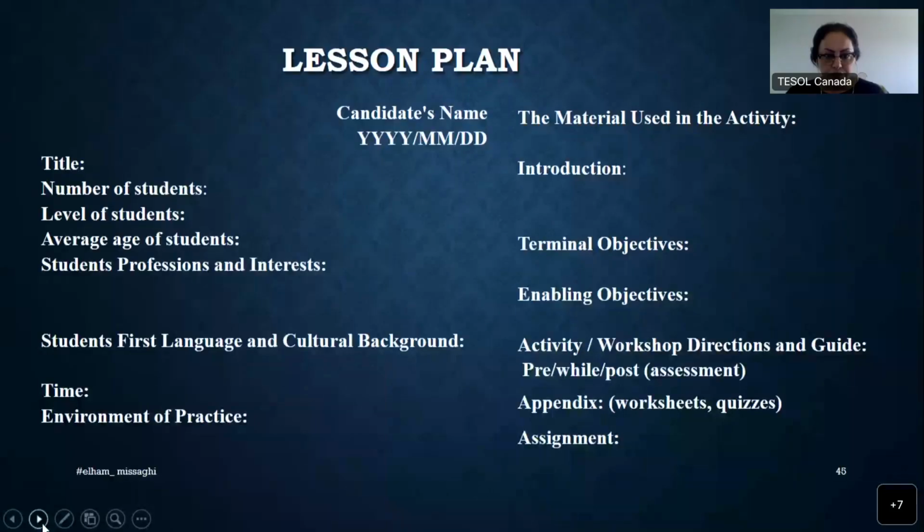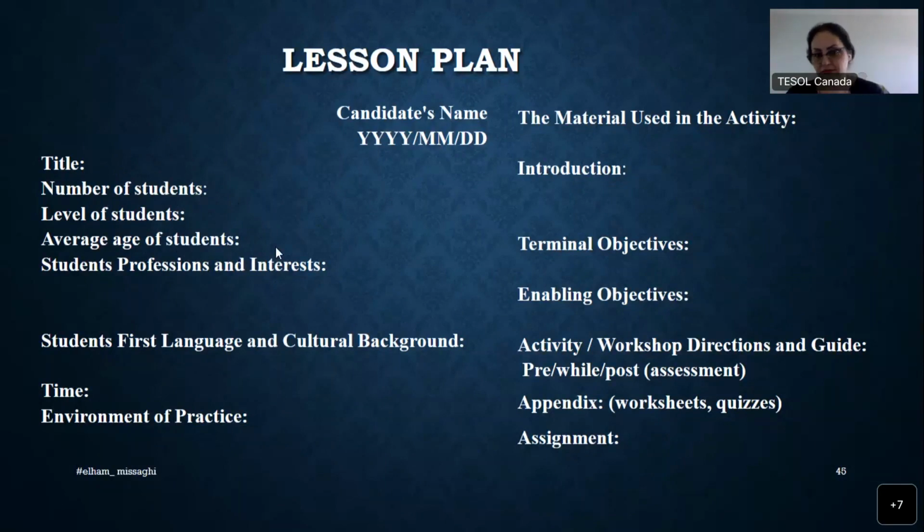Okay, I want to show you this. How to write your lesson plan for skills. Some parts of it are the same as the conversation skills. Okay, so you write what's the title, what's the topic of the lesson, number of students, level of the students, average age of the students. So this one goes for teenagers and adults.